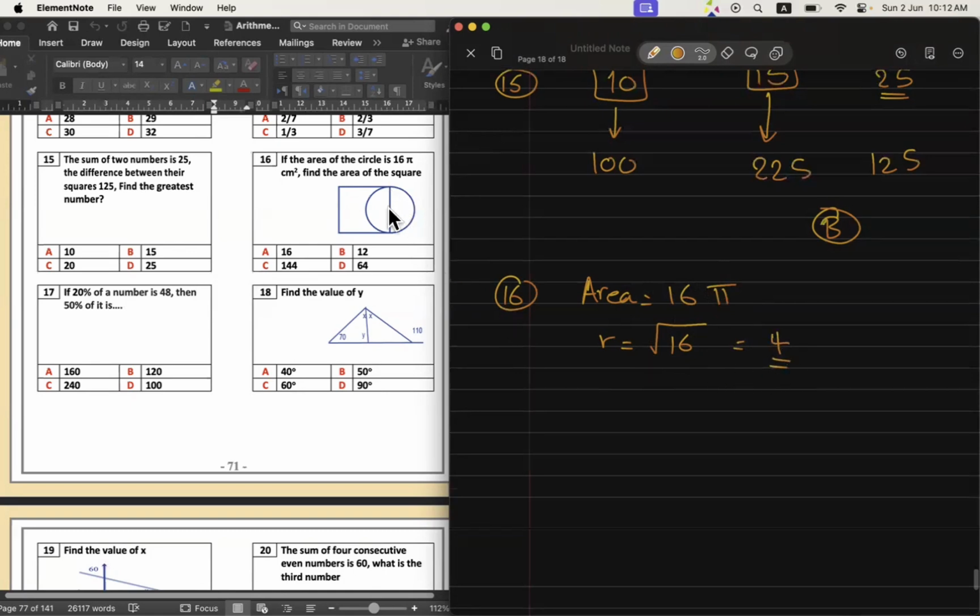So if the radius equals 4, it means the side length of the square equals 8, as you know that the diameter equals 2 radii. So the side length of the square is 8. So the area is side times side, which will be 8 times 8, which equals 64. So the answer is D.